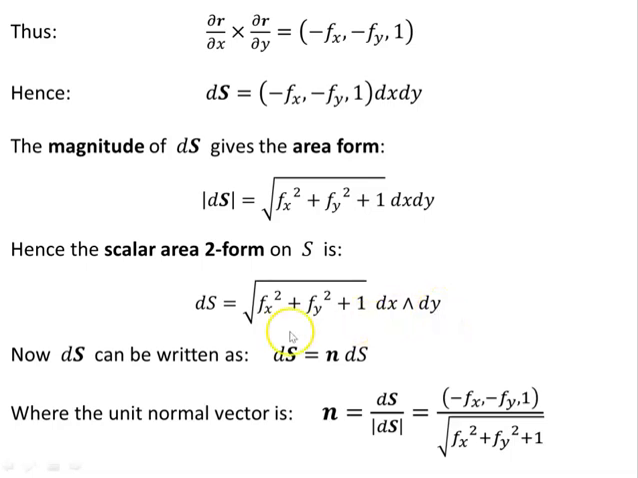All right. So that's converting there to a 2-form, the scalar area 2-form. Now, dS can be written as n dS, where n is the unit normal vector. In general, n is dS over the magnitude of dS, or the norm of dS, and that's just this object here, as you'd expect. I'll just put that in for completeness.